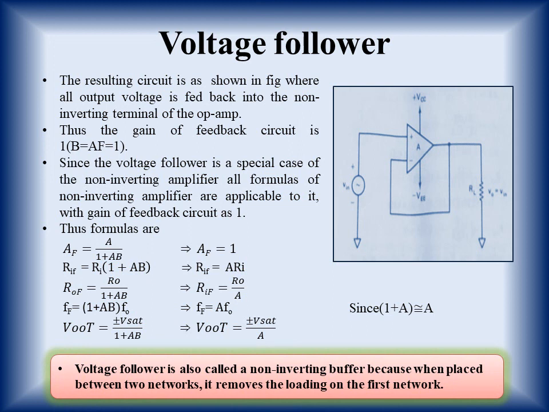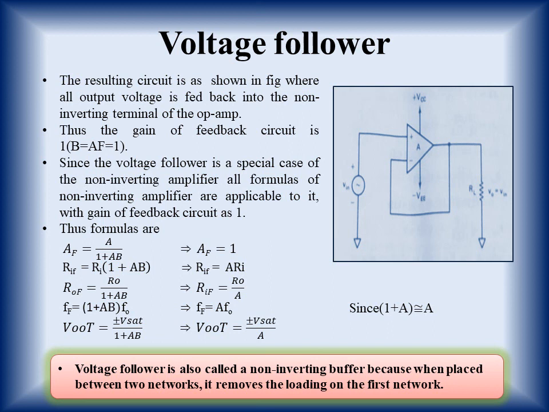Now voltage follower, as we will see in further applications, is also called non-inverting buffer, because when placed between two networks it removes the loading on the first network. We will discuss this in detail in further lectures, but here you should remember voltage follower is basically used where a buffer is needed. What does buffer mean? Buffer is an English word that means to isolate. To isolate one stage from another, the device connected is your voltage follower.